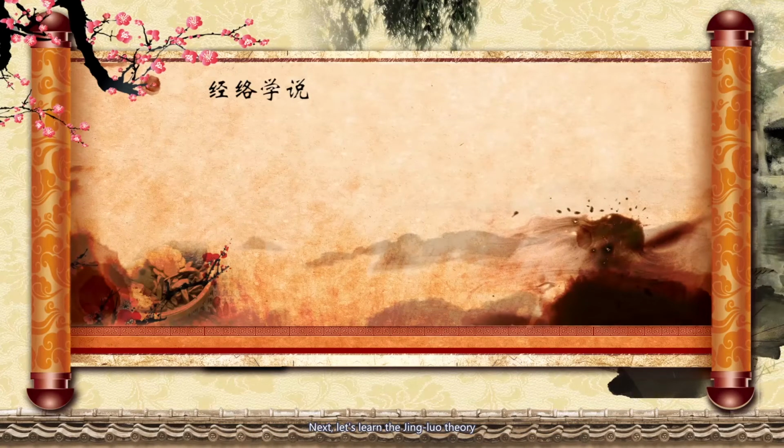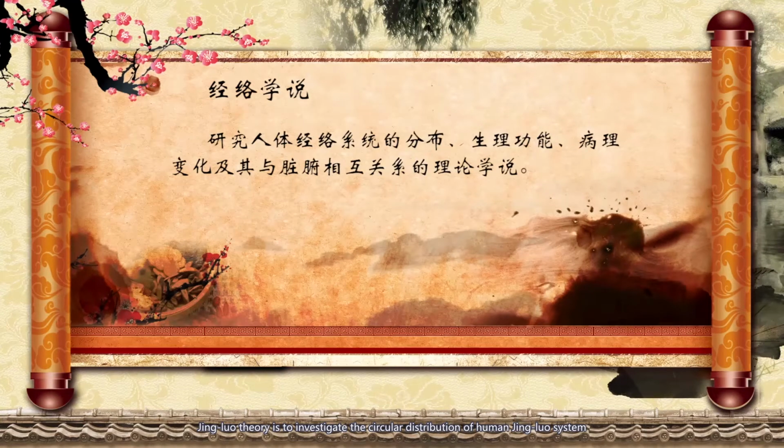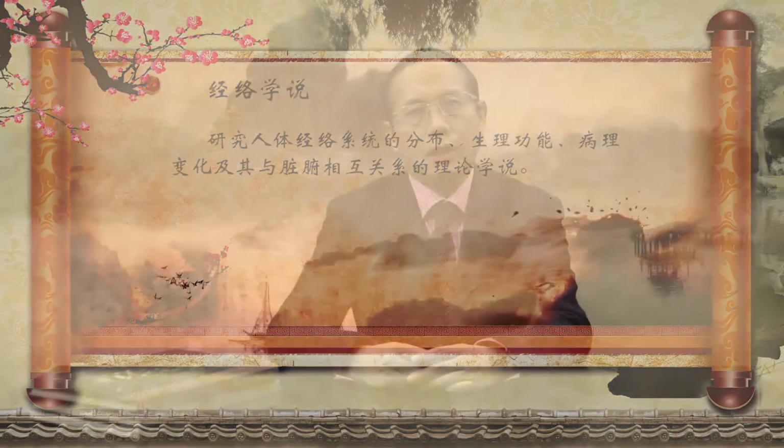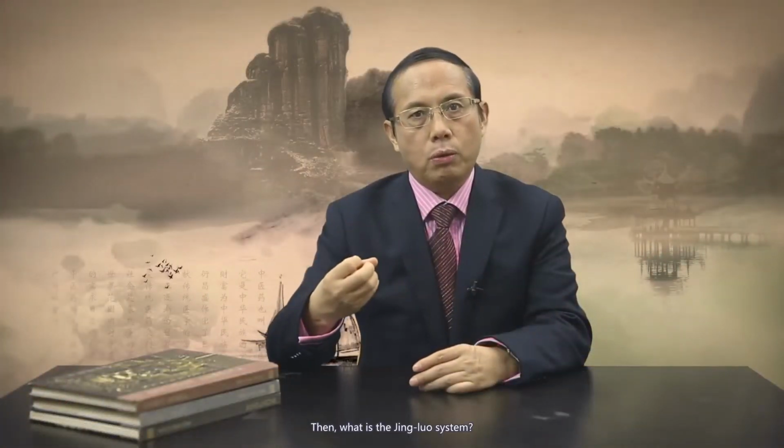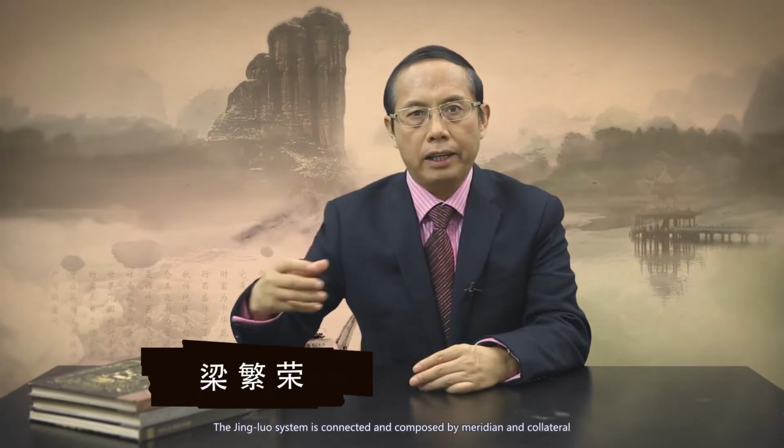Next, let's learn the Jingluo theory. The Jingluo theory investigates the circulation and distribution of the human Jingluo system, its physiological function, pathological changes, and their relationship with organs. Then, what is the Jingluo system? The Jingluo system is connected and composed of meridians and collectories.